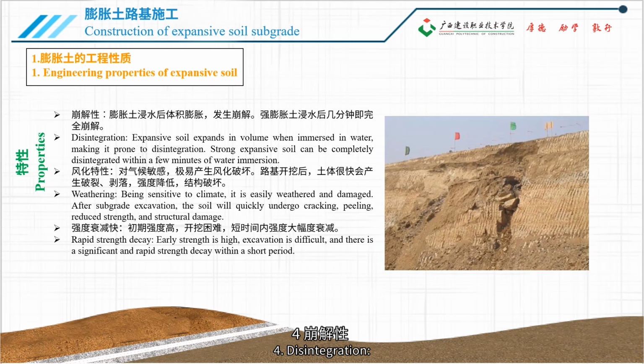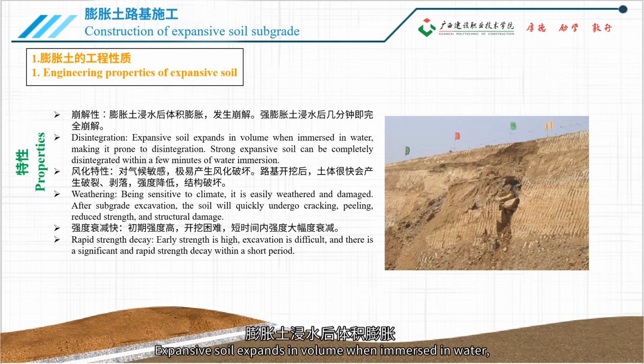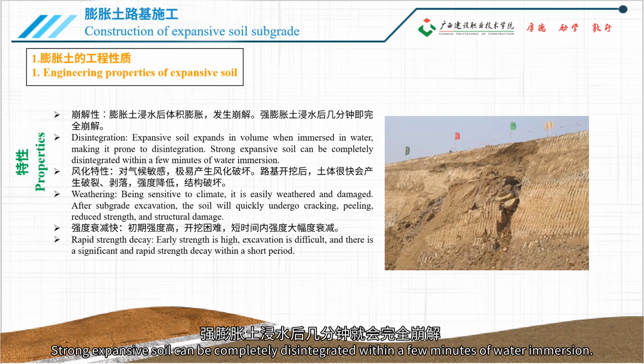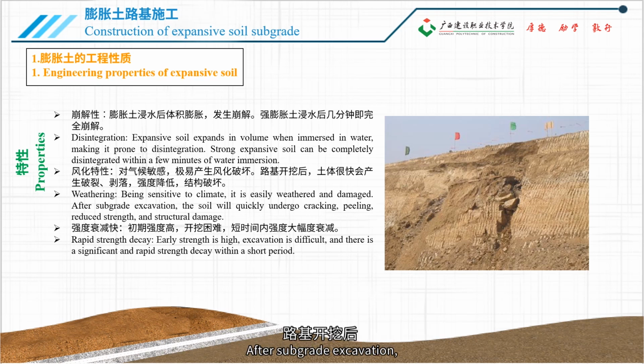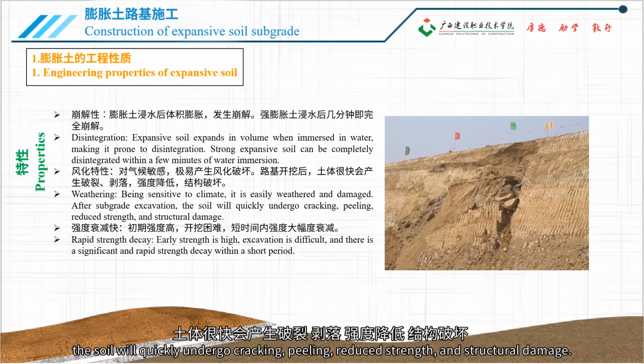4. Disintegration. Expansive soil expands in volume when immersed in water, making it prone to disintegration. Strong expansive soil can be completely disintegrated within a few minutes of water immersion. 5. Weathering. Sensitive to climate, it is prone to weathering damage. After subgrade excavation, the soil will quickly undergo cracking, peeling, reduced strength, and structural damage.